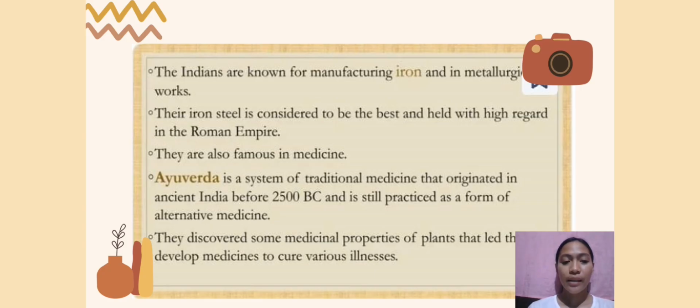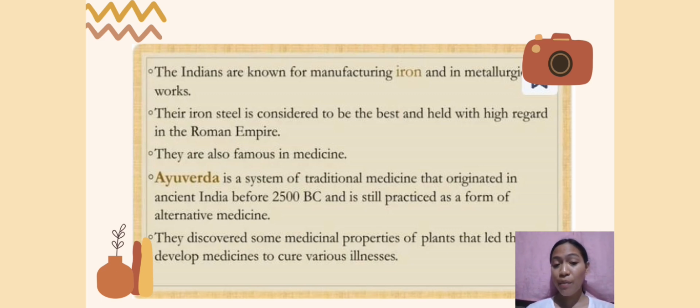So, the Indians are known for manufacturing iron and in metallurgic works. Their iron steel is considered to be the best and held with high regard in the Roman Empire. So, in India, copper and bronze were used for making weapons and tools. They are known for their metallurgic works. So, in India, they are also famous in medicine.